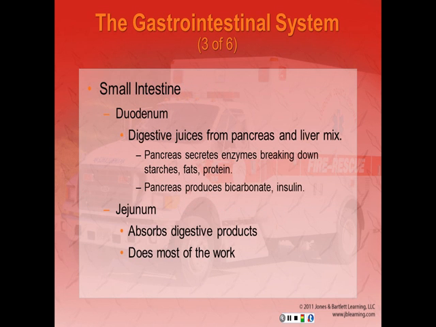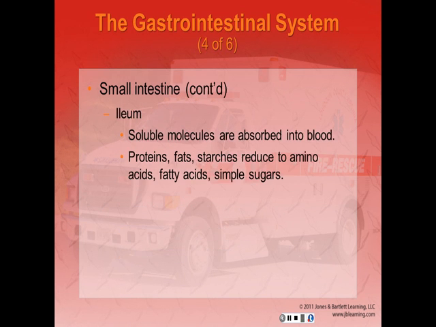Food then travels to the small intestine, consisting of three sections: the duodenum, where digestive juices from the pancreas and liver mix together. The pancreas secretes enzymes that break down starches, fats, and proteins. It also releases amylase, which is responsible for breaking down starches into sugar. Bicarbonate is also produced in the pancreas, which neutralizes stomach acid in the duodenum, and insulin is also produced, which regulates the amount of glucose in the bloodstream. The jejunum plays a major role in absorption of digestive products. It does much of the work in the small intestine. And the ileum is where soluble molecules are absorbed into the blood, and proteins, fats, and starches are reduced to amino acids, fatty acids, and simple sugars.